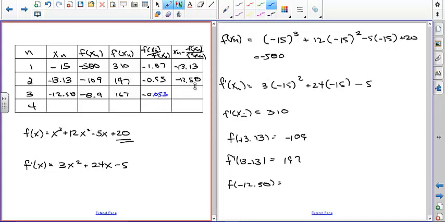And so I'm going to take my old guess, which is negative 12.58, and I'm going to add or subtract a negative 0.053, and I get negative 12.53. So then you do the next one, negative 12.53.